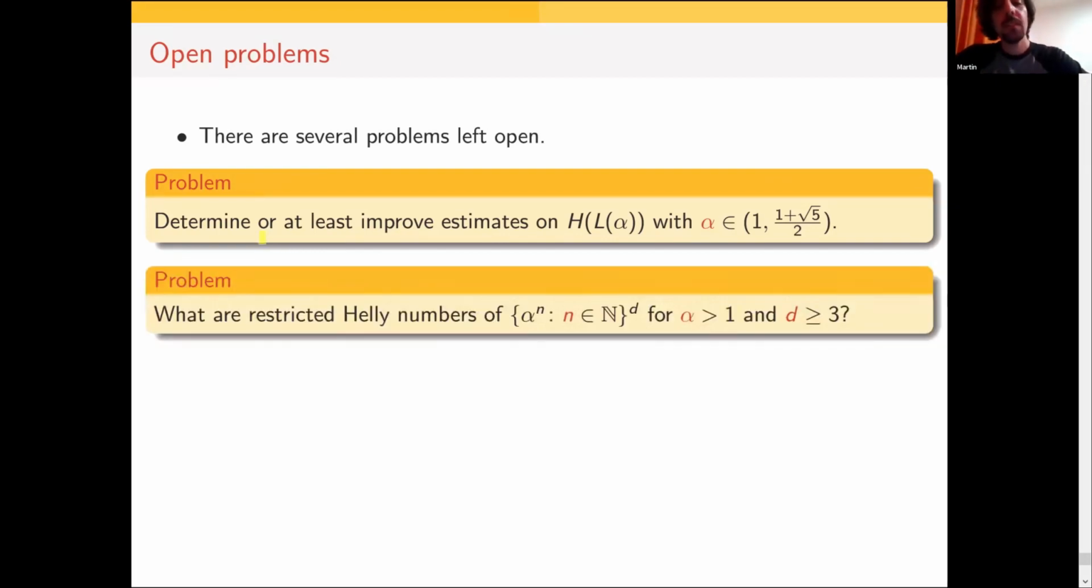The second problem is about higher dimensions. So everything that we proved is only in the plane. We have never considered higher dimensions, but it's a natural problem. For example, Doignon's theorem holds for any dimension, but we stick only to the plane.